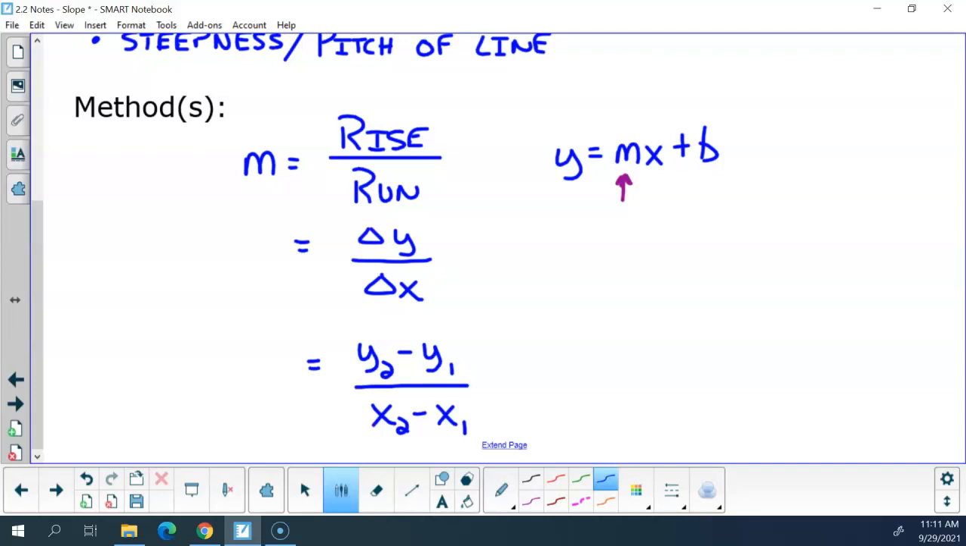Okay. Yeah, I'm gonna stick with rise over run. We can, but the problem is we're not always going to be given a graph. You know what I mean? And so sometimes we're going to be given 2 points. And so this last one down there, that's going to be how we calculate it if we're given 2 points. Okay?